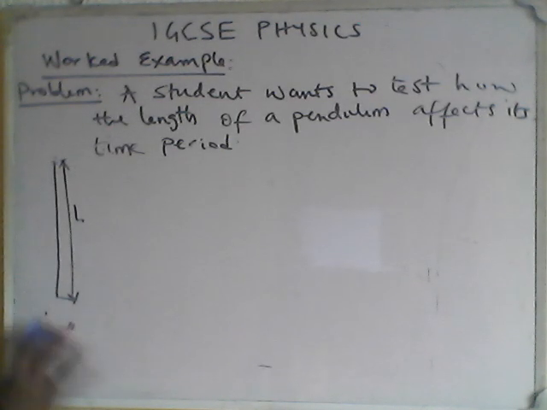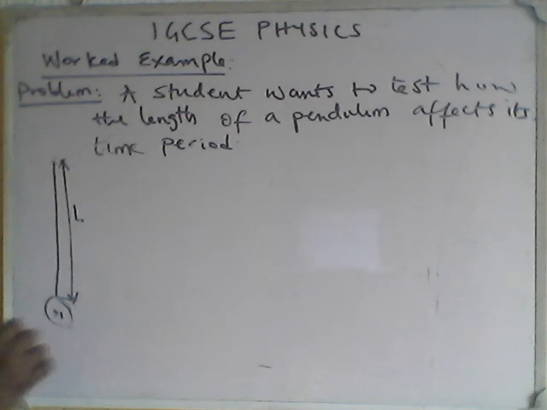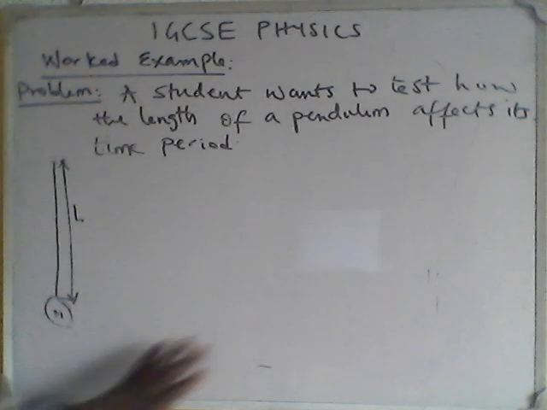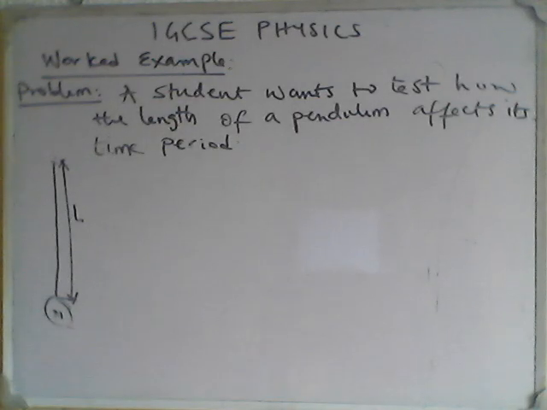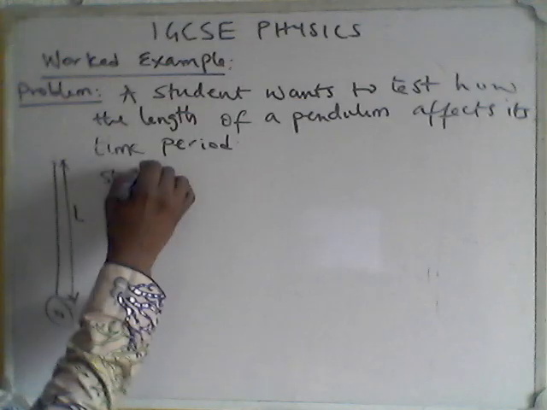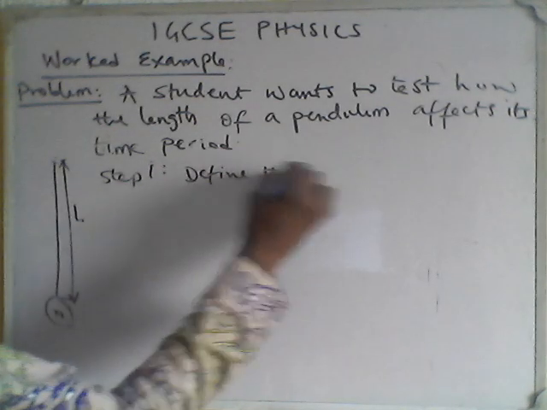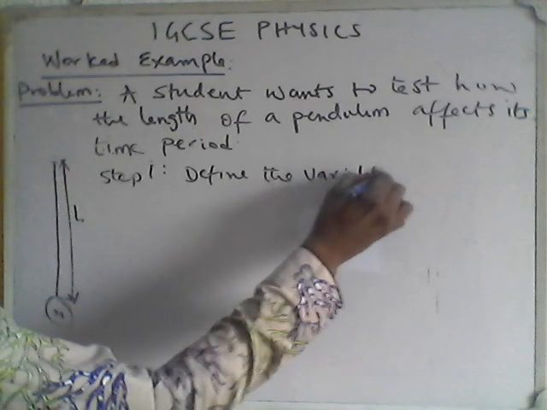Then there's a bob attached. So there are two things that come to my mind. I'm seeing length and I'm seeing mass. But if the student wants to get this experiment to go through, the first thing you have to do, step one, is to define the variables. We talked about variables not quite long ago.